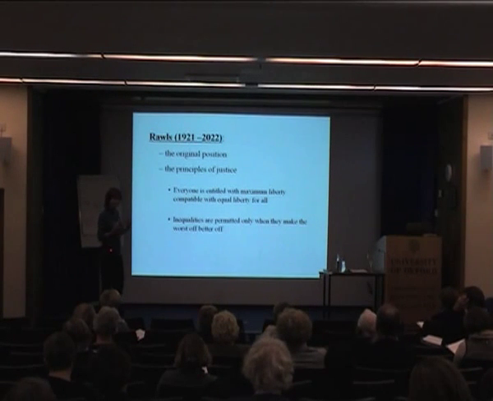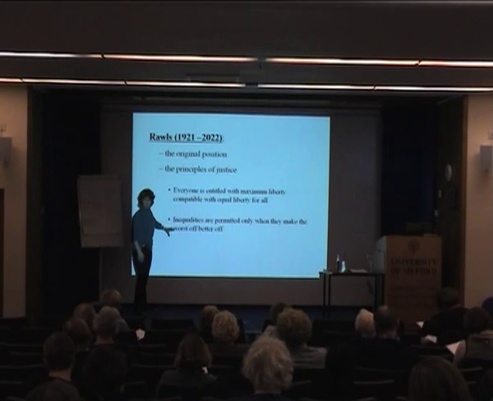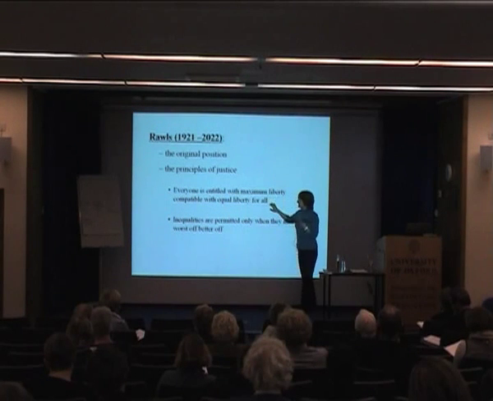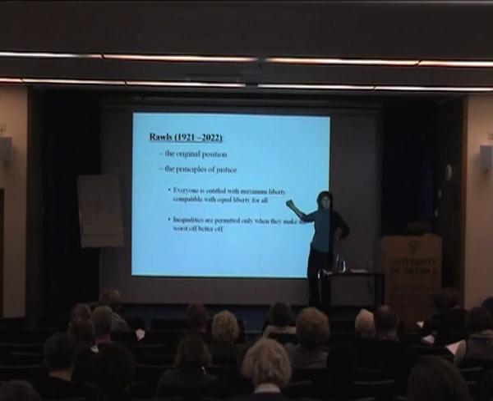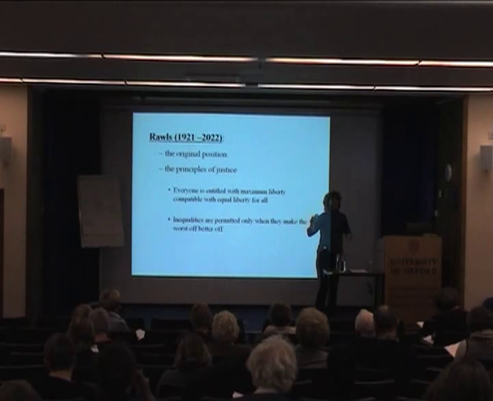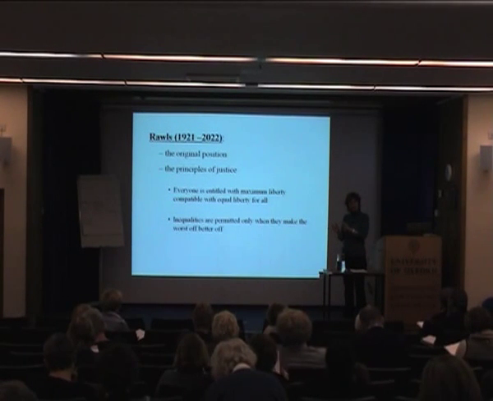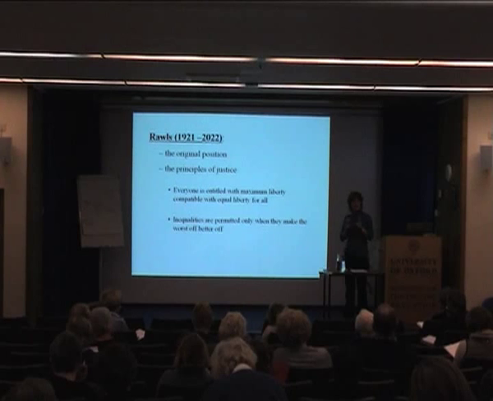And Rawls thinks that the two principles of justice that he believes will come out of this process are these two. Everyone's entitled to maximum liberty compatible with equal liberty for all. So actually he's a libertarian. He is a consequentialist. But whereas the utilitarian will put happiness as the summum bonum, as the thing we all want, he puts liberty there. It's liberty that's the most important thing.